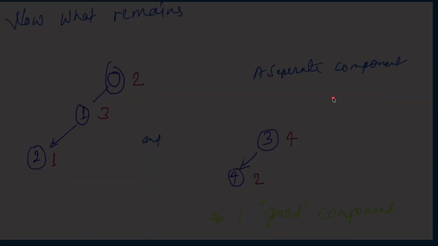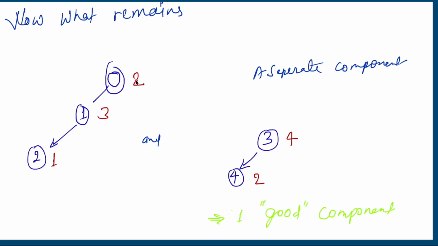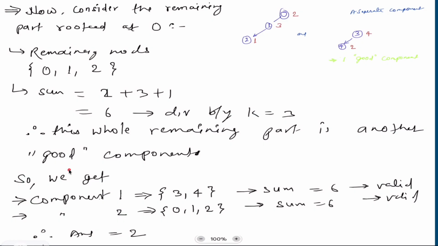So now what remains is 0 1 2 and 3 4. These are the separate components, and this becomes a good component because 4 and 2 is 6, and it is divisible by 3. And if you do the sum of these, it's also divisible by this one, but we'll talk about that later.